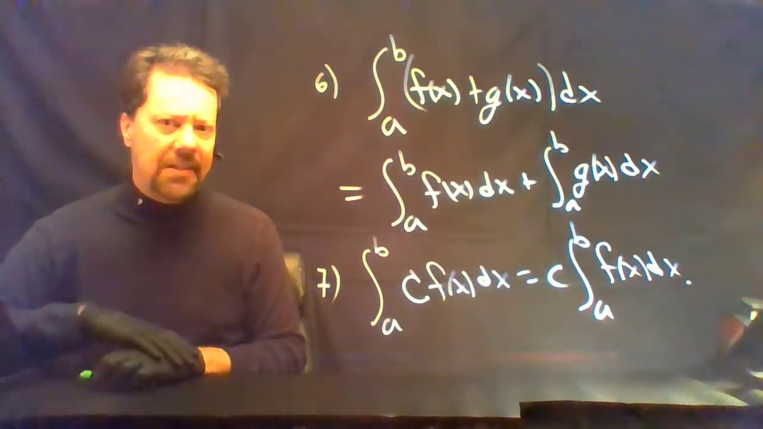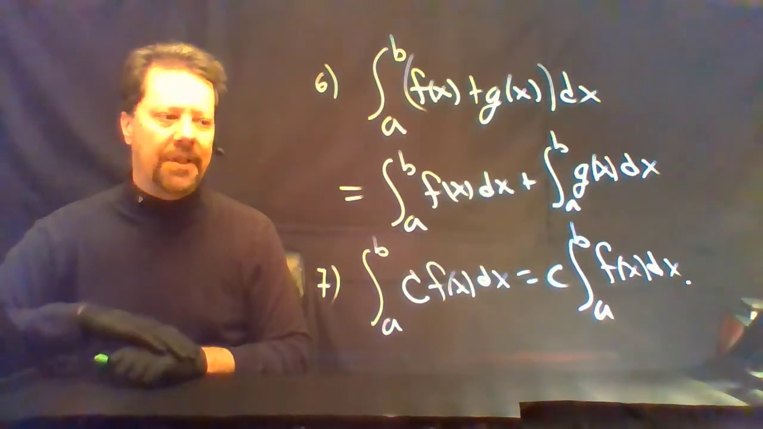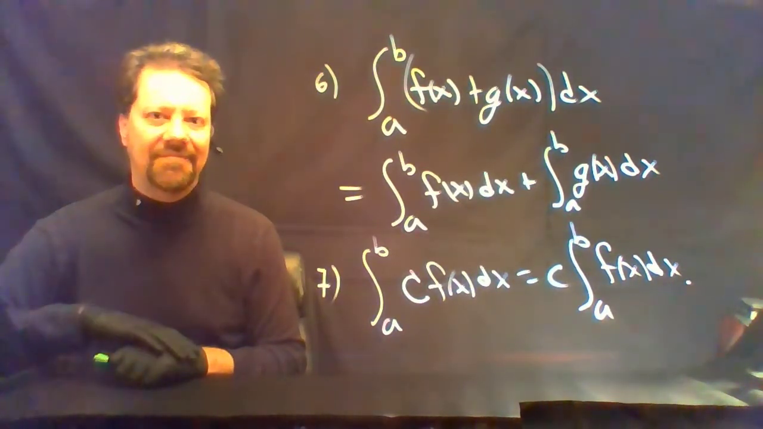The proofs of these two properties follow from the similar properties for sigma notation. The proofs of these properties are all fairly simple, so I suppose we should at least prove one or two of them.